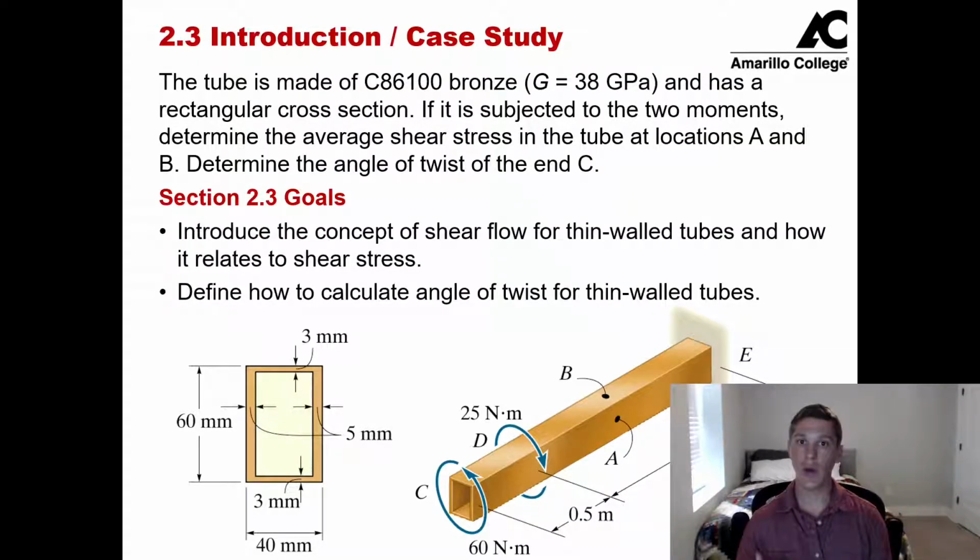What we're trying to do in this section is we're going to introduce the concept of shear flow, and we're going to use that shear flow concept to derive equations for both shear stress and for angle of twist when we apply a torque to a hollow shaft such as this. And then once we have all those equations derived, we're going to look at this shaft, and we are going to solve for the shear stress at locations A and B here, and we are also going to solve for the angle of twist of the free end C. That's what our goals are as we go through this section.